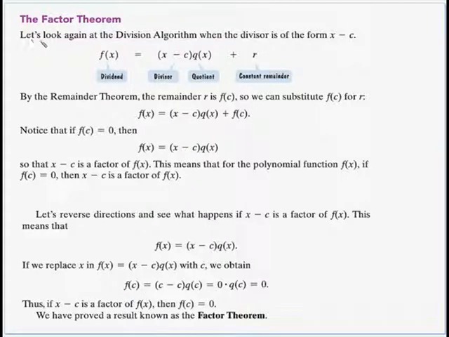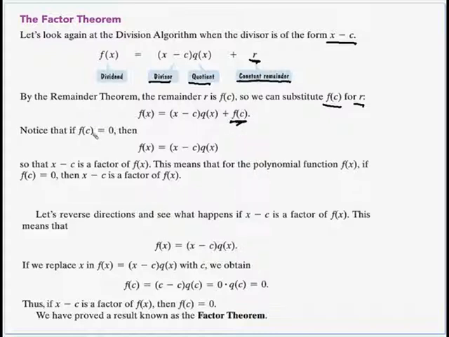We also have this other one, the factor theorem. Let's look again at the division algorithm where the divisor is in this form, x minus some number c. Here's our dividend: f of x is equal to x minus c, our divisor, times some quotient, plus or minus our constant, our remainder. By the remainder theorem, the remainder r is f of c. So we can substitute in f of c in place of that r. So this r is out and now f of c is in there in its place.